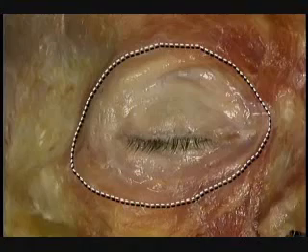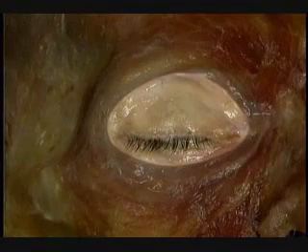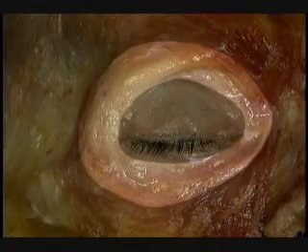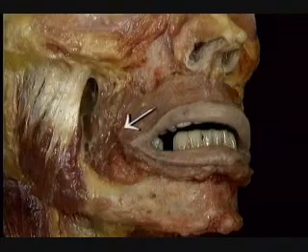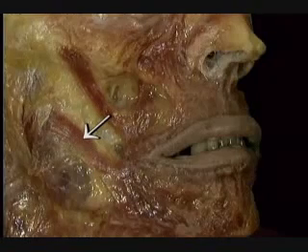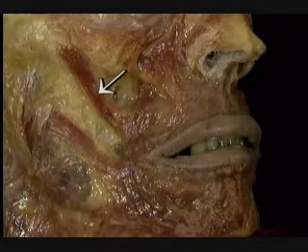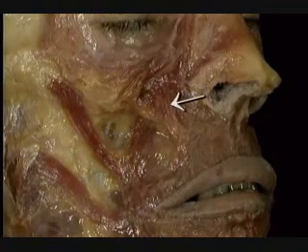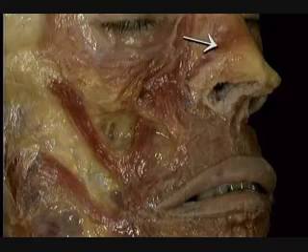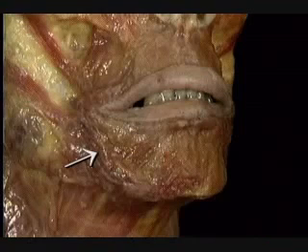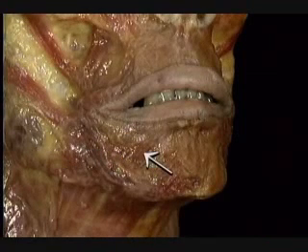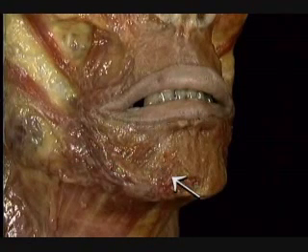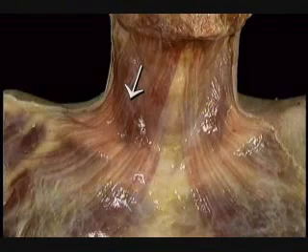Now, let's review what we've seen of the facial muscles and the scalp. Here's the orbicularis oculi, its palpebral part, and its orbital part. Here's orbicularis oris. Here are the risorius, zygomaticus major, levator anguli oris, levator labii superioris, and nasalis muscles. Here are the depressor anguli oris, depressor labii inferioris, and mentalis. And here's platysma.